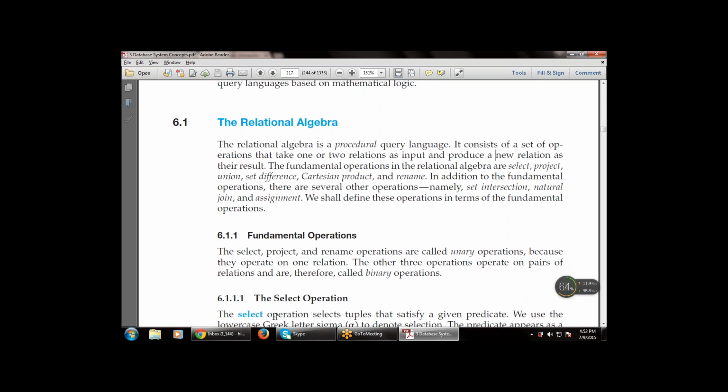The other three operations, which operate on pairs of relations, are therefore known as the binary operations. So the three operations performed on only one relation are the unary operations, and the others are the binary operations. Whenever two tables are involved, that is a binary operation. Whenever only a single table is involved, that is a unary operation. If I want to rename, that is done for a single table, so it is unary. If I want to project, that is finding data from the table, it is only on a single table. In the same way, the select operation is also on a single relation.